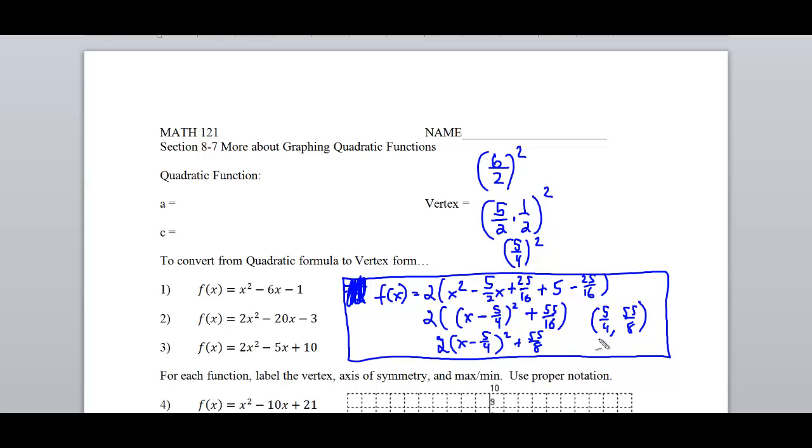My axis of symmetry is x equals 5/4, and since my 2 is a positive value, this is going to be a minimum at 55 eighths on my y-axis, or almost close to 6 point something. All right, great. Well, that was that. Sorry about not having enough room there, but let's get to the graphing.